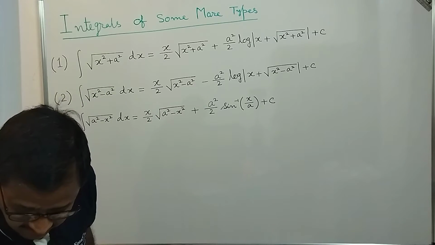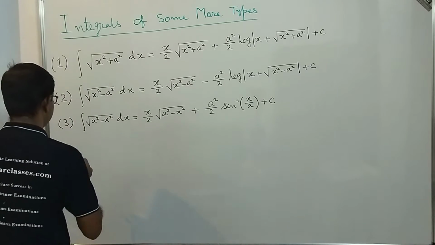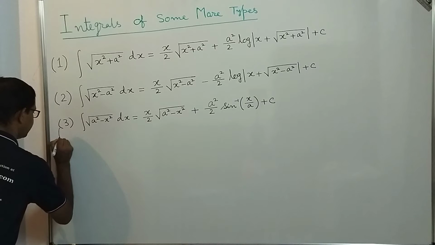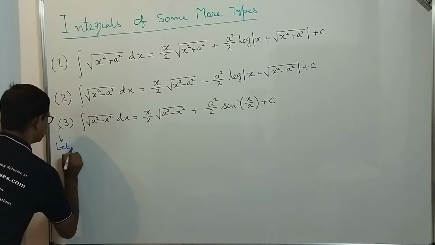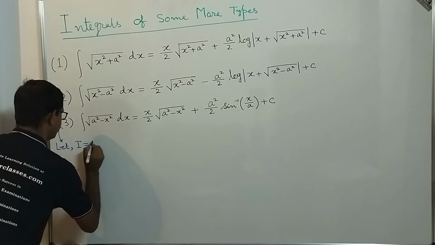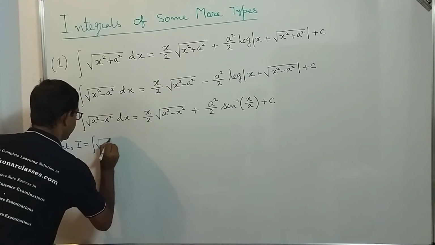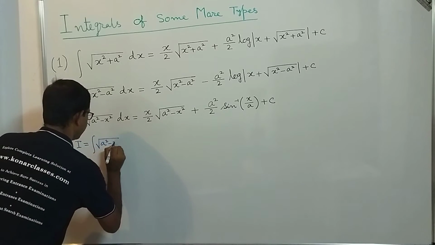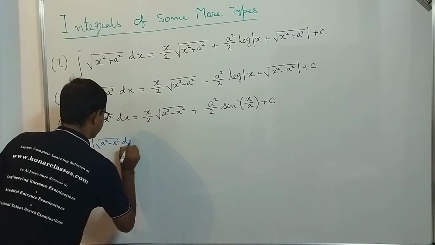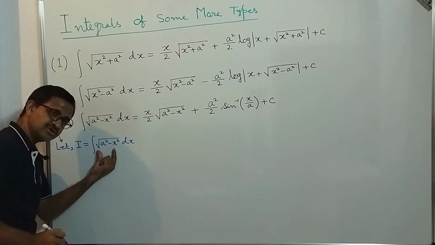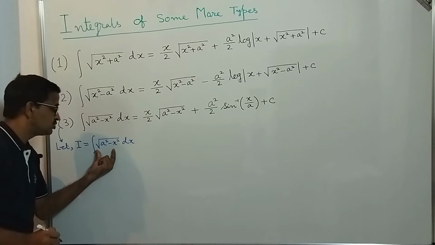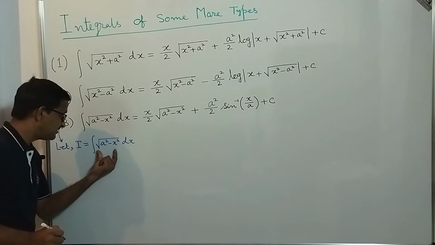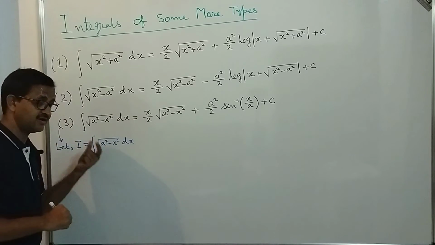Okay, in the third one, what is given is the integration of square root of a square minus x square dx. So like the previous two, let I is equal to integration square root of a square minus x square dx. That function is not directly integrable. So what we should do, we should take this as the first function and 1 as the second function.